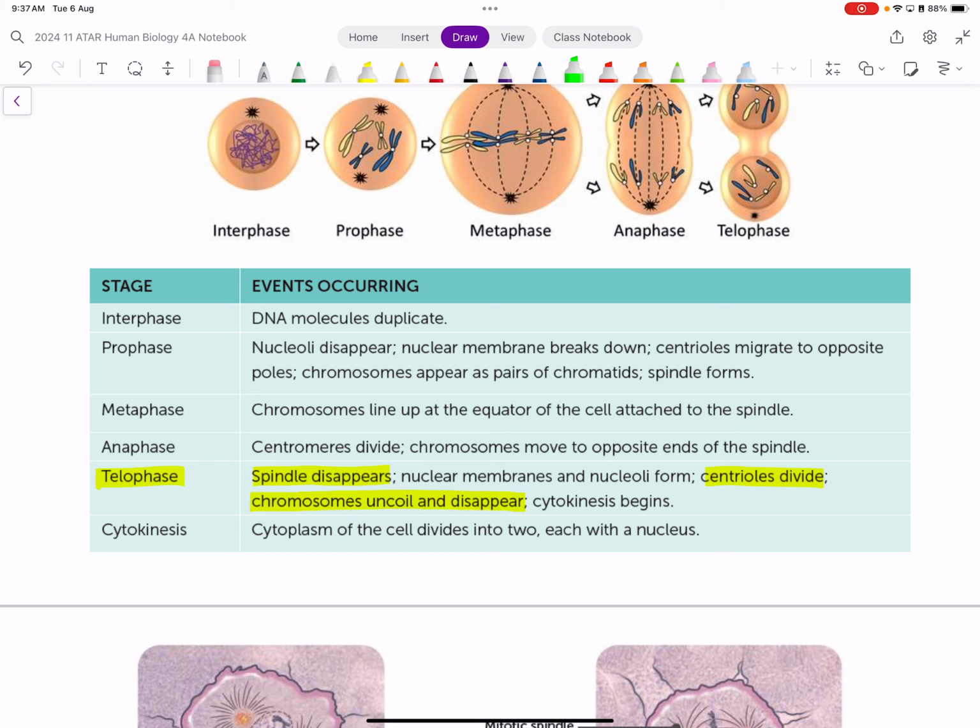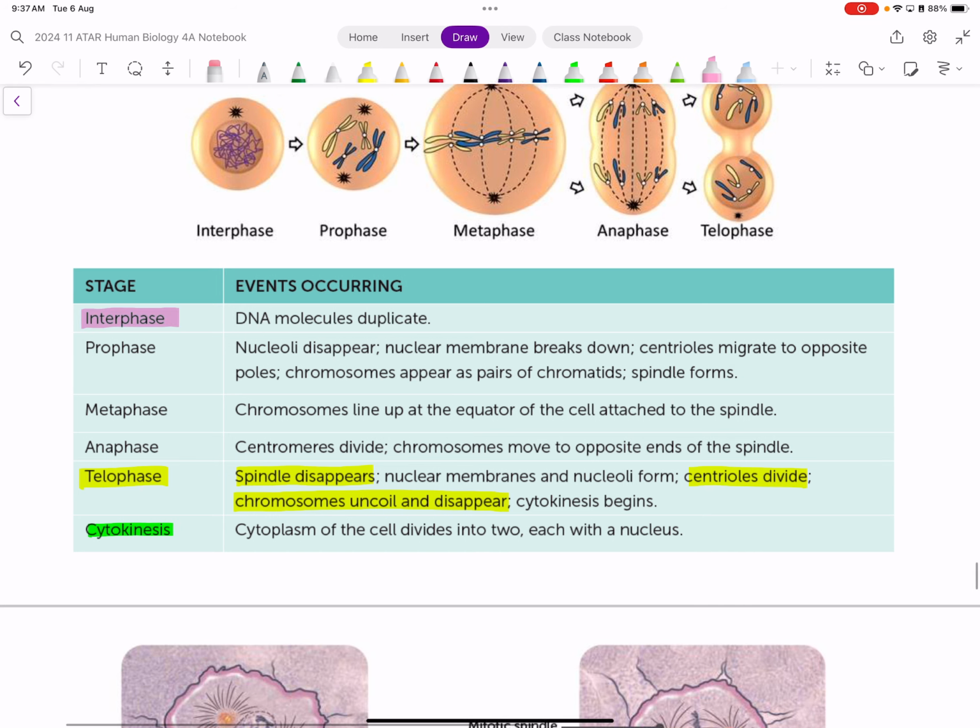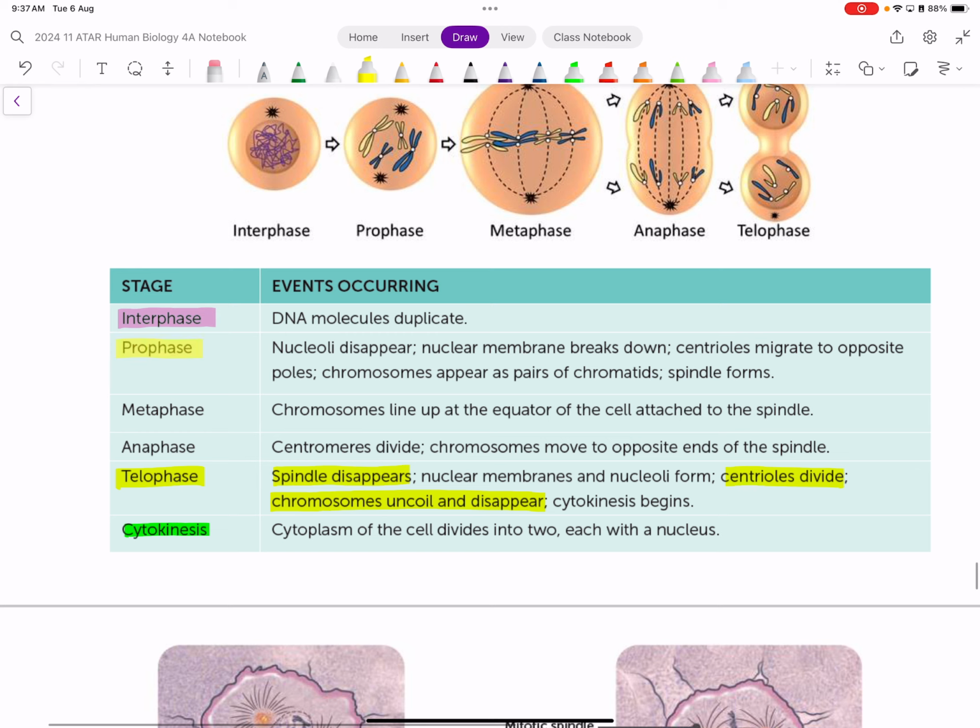Now again, I'll highlight cytokinesis in green because it is not strictly a stage of mitosis, and I'll use my pink here to show interphase as well because it is not a stage of mitosis. These 4 in the middle here, prophase, metaphase, anaphase, and telophase, are all my stages of mitosis.